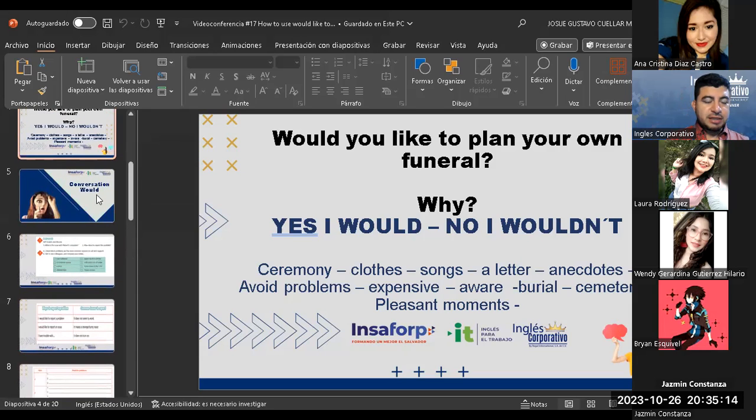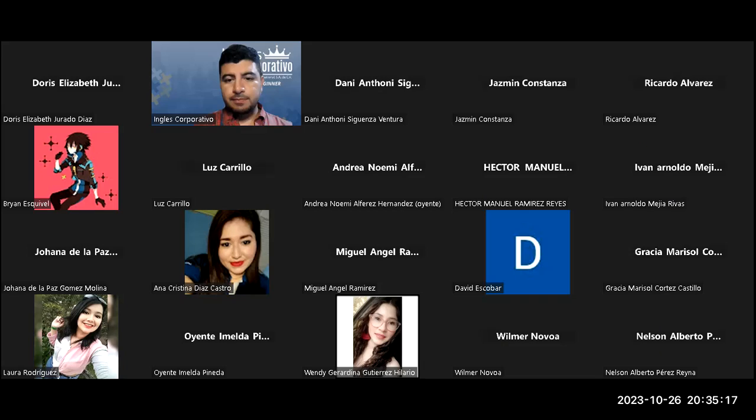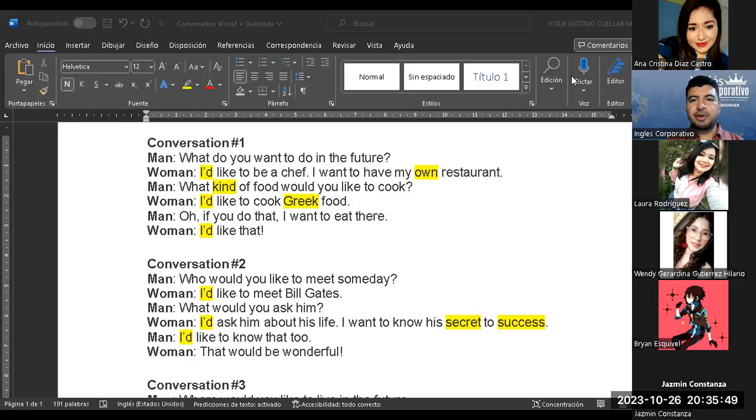Okay, let me check this. Would is a word that we have used before, ya es una palabra que hemos utilizado. Yesterday I was explaining to you some of the ways you can use it, algunas maneras como se pueden utilizar, and we're going to have a conversation about this. We can learn more about conversation than some other exercises, right? But we're going to have some worksheets. Here we have conversation one and conversation two.